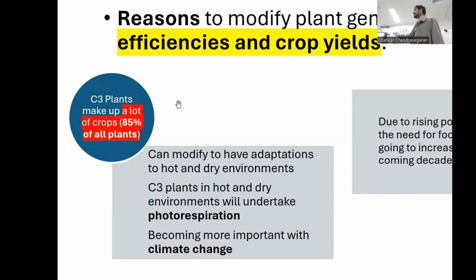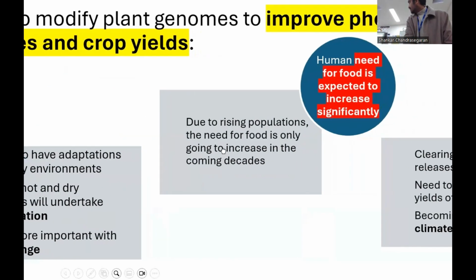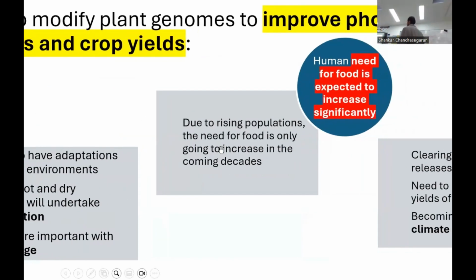So one of the reasons is that we have to find a way to adapt C3 plants so that they can survive in a hot and dry environment. Second reason, too many mouths to feed. The human population is predicted to rise to about 11 billion and then only start to balance out or decline. So there are still more mouths to feed than ever, and that's only going to increase.